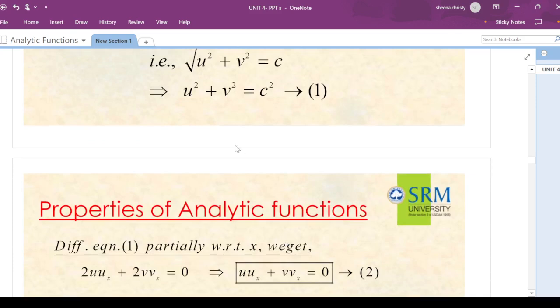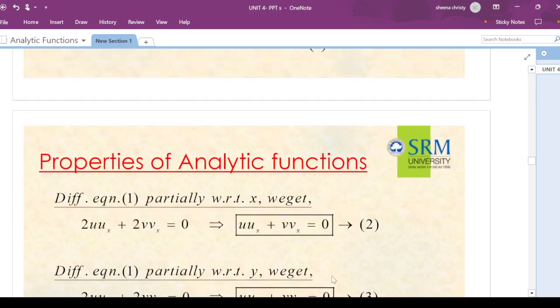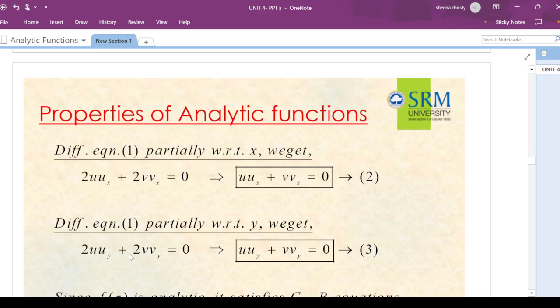So here, differentiating this equation partially with respect to x, you will get 2 times u into ux plus 2 times v into vx equal to 0, since differentiation of constant is 0. So u ux plus v vx equal to 0. Likewise, differentiating the same equation partially with respect to y, you will get 2 times u into uy plus 2 times v into vy equal to 0. From this, we are getting u uy plus v vy equal to 0.